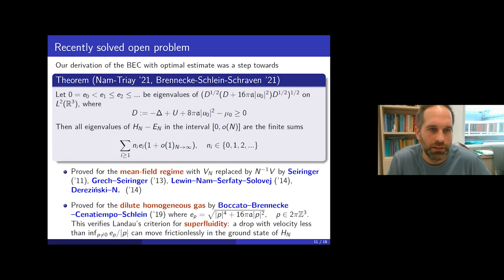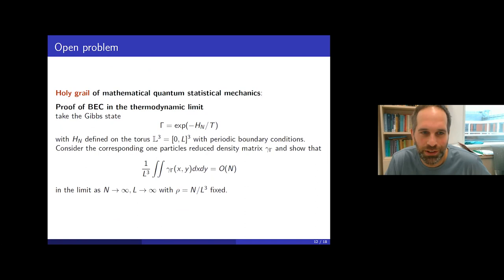So okay, I still have 10 minutes. Yes, so let me mention an open problem. So proving BEC in the thermodynamic limit is still an open problem. So what is the setup? So in general, we take a Gibbs state. Okay, so now we can even speak about positive temperatures. But in fact, this is also an open problem at zero temperature.